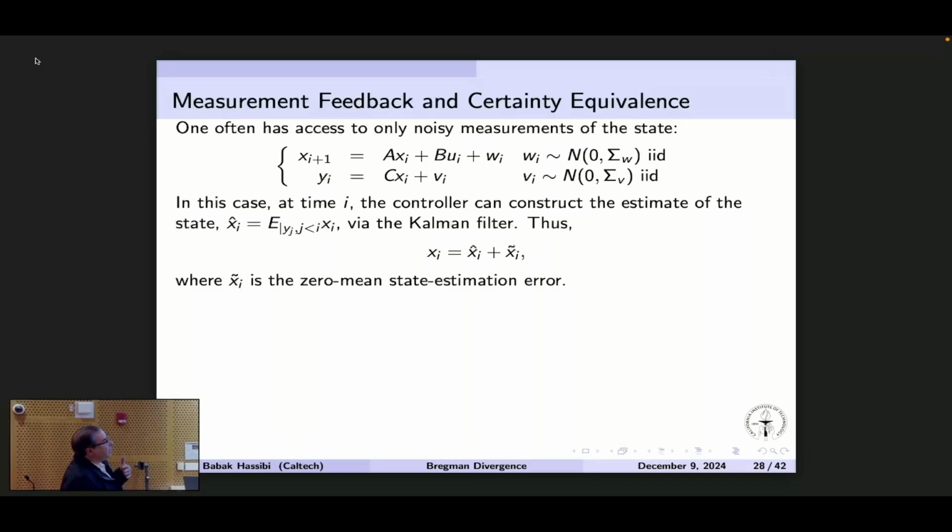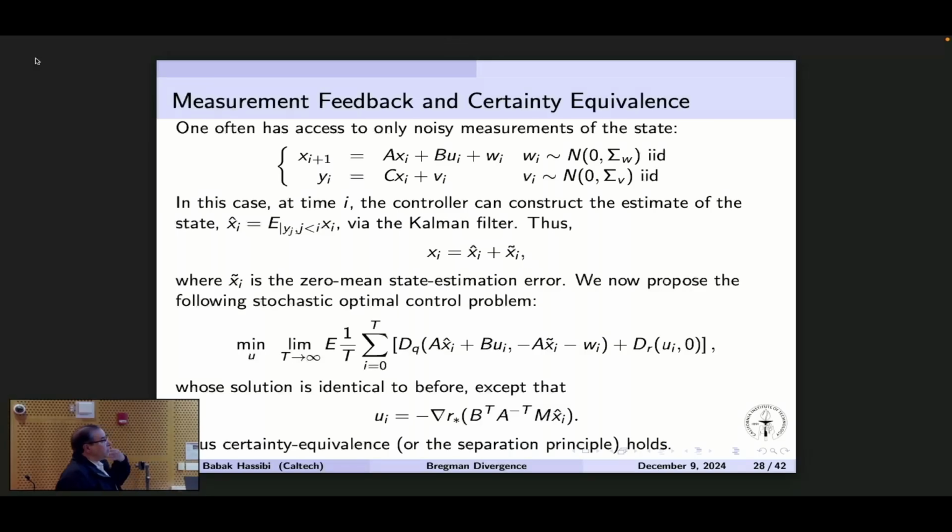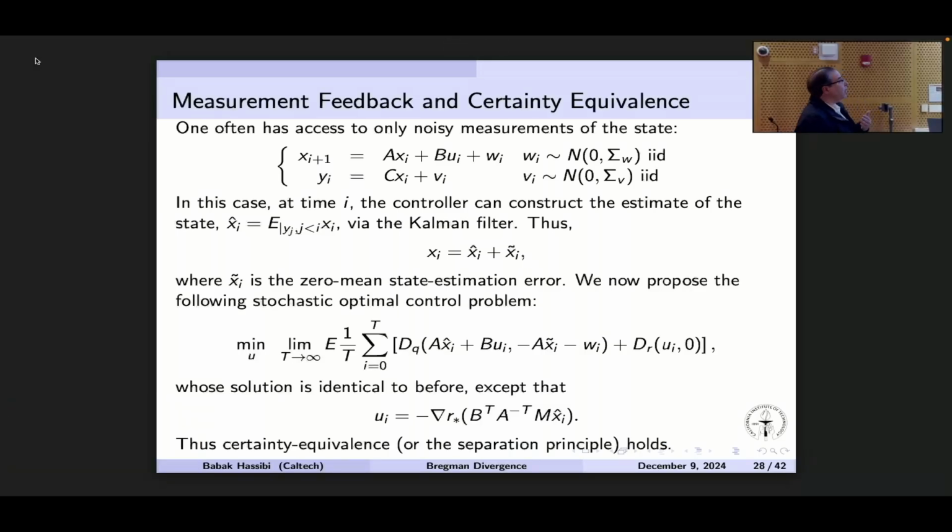So I can take the state and I can write it as what I know and what I don't know, which is the randomness. This x tilde is zero mean. If everything is Gaussian, it's Gaussian. Its covariance is known from the Kalman filter, all of that. And so the optimal control problem that I will solve is now this.